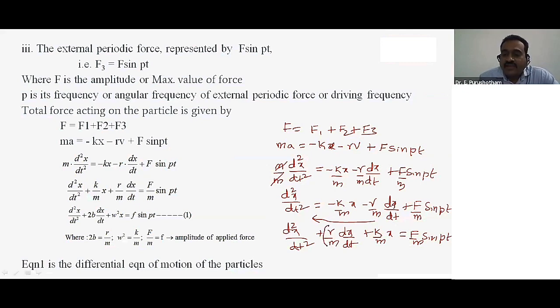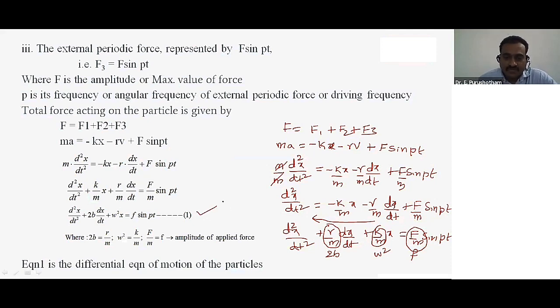So in place of r by m we can write 2b. This k by m, we can write omega square. This F by m, we can write small f. So we get equation 1.